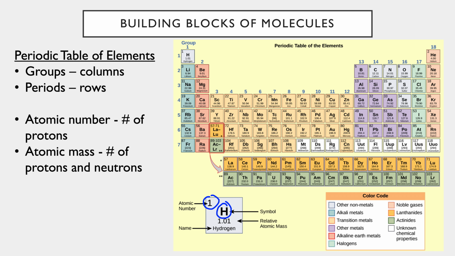Below the symbol, a number which is typically not a whole number indicates the relative atomic mass of a single atom of that element. For hydrogen, that is 1.01. And the last piece of information is the complete name of the element. The atomic number and atomic mass can both be used to determine the number of protons, neutrons, and electrons in an atom.